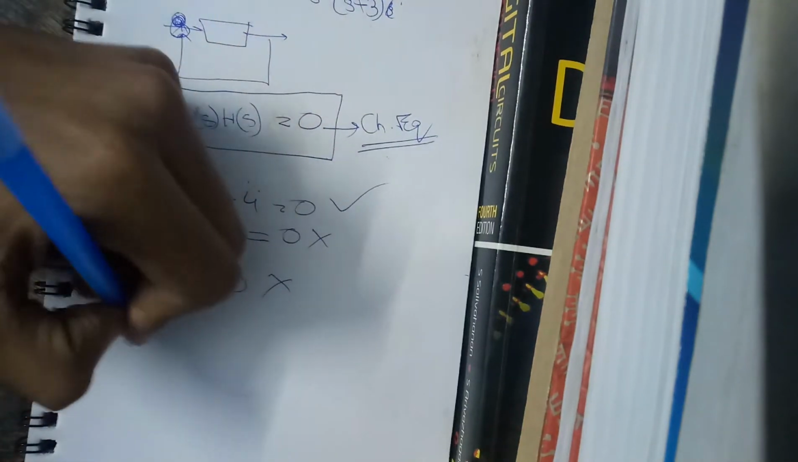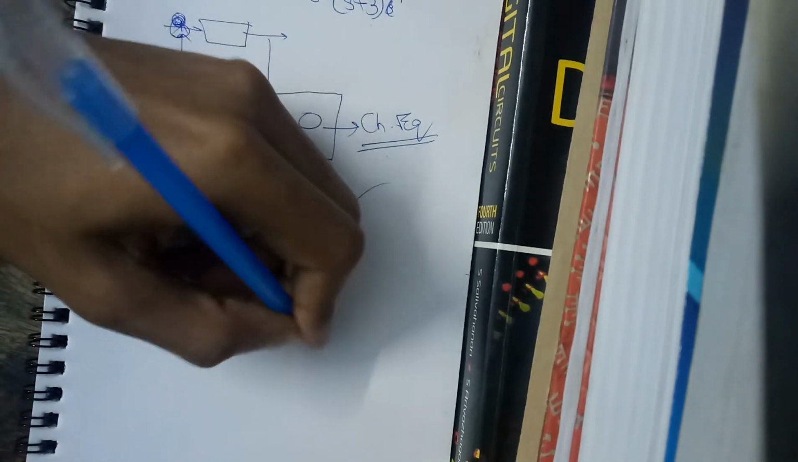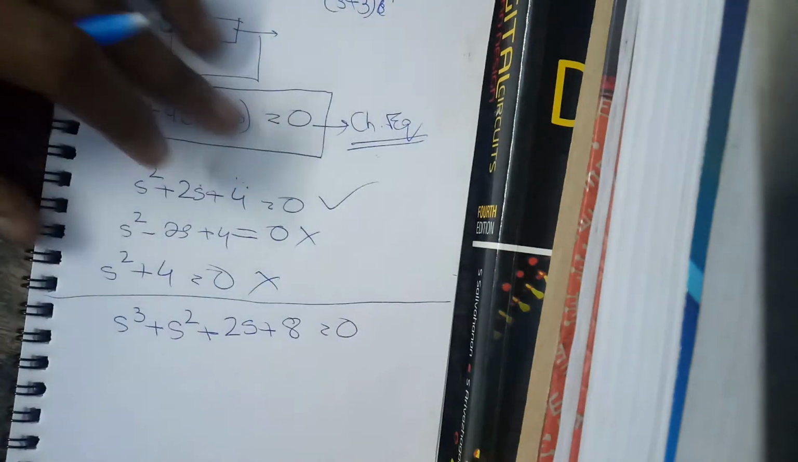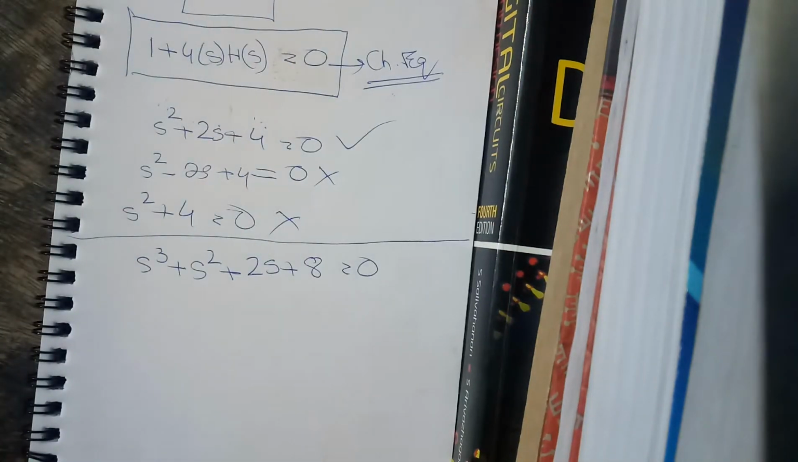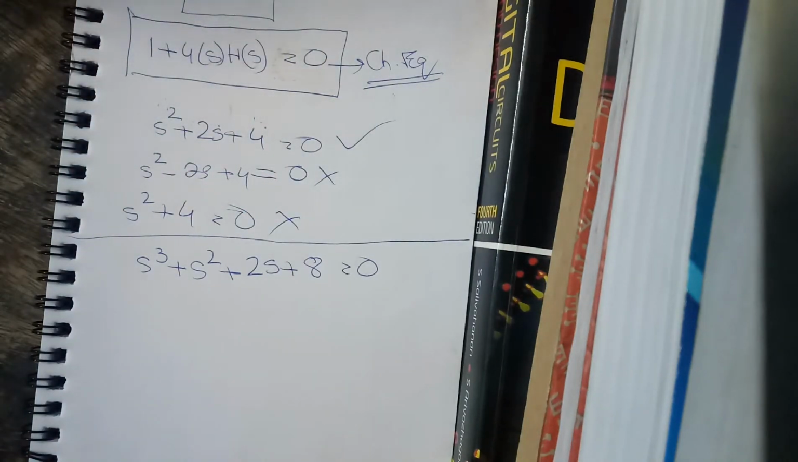Say a system is s cubed plus s square plus 2s plus 8 equals 0. Okay, so it has all the powers of S, so Routh's first criteria is satisfied. All are of positive sign, so the second criteria is also satisfied. Now let us apply the vanishing method and find out whether this equation is stable or not.